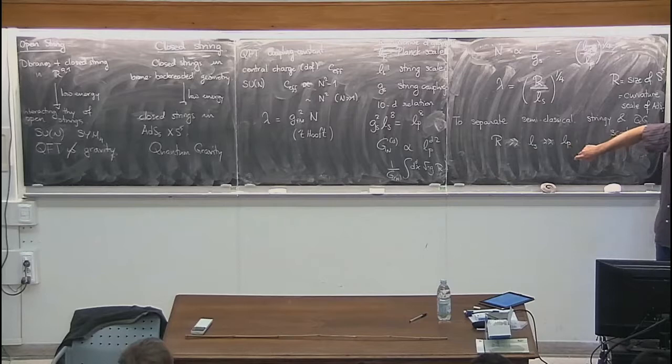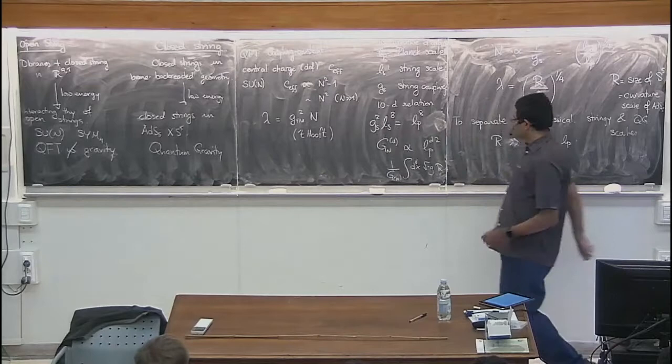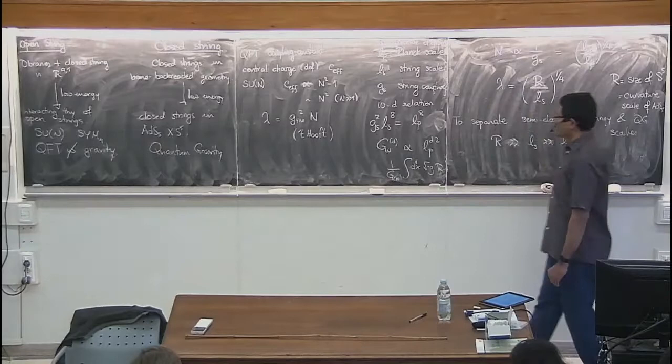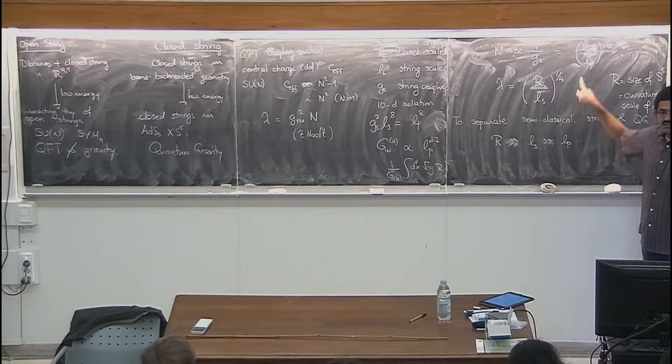So G Newton is L Planck to the d minus 2. So the string coupling: L Planck to the 8 is string length to the 8 times G string squared. So a string length being much larger than a Planck length means that G string is small. String interactions are small, so you can do classical string theory.